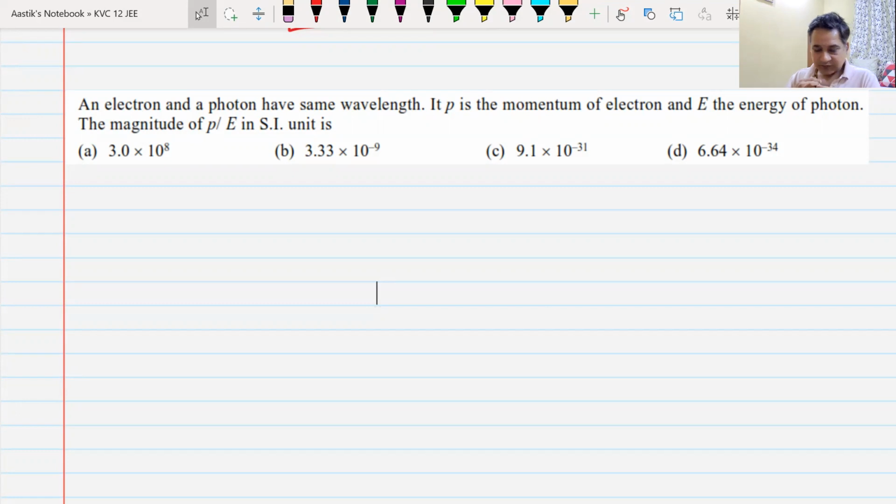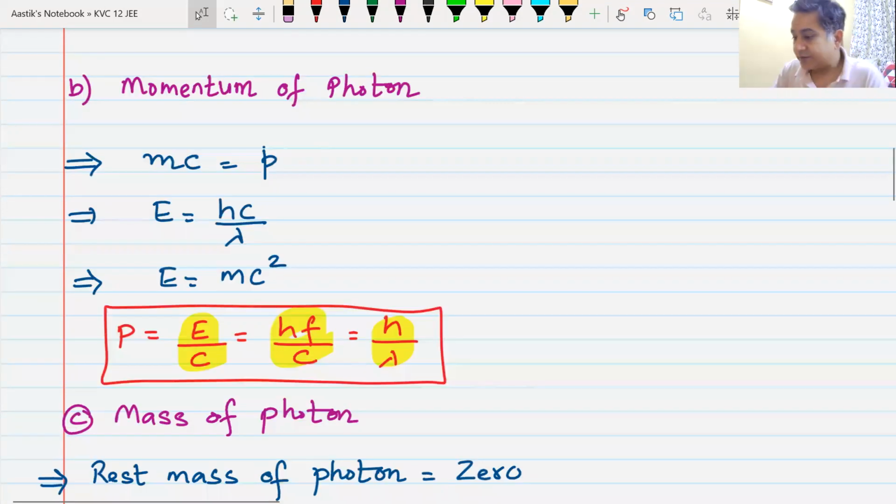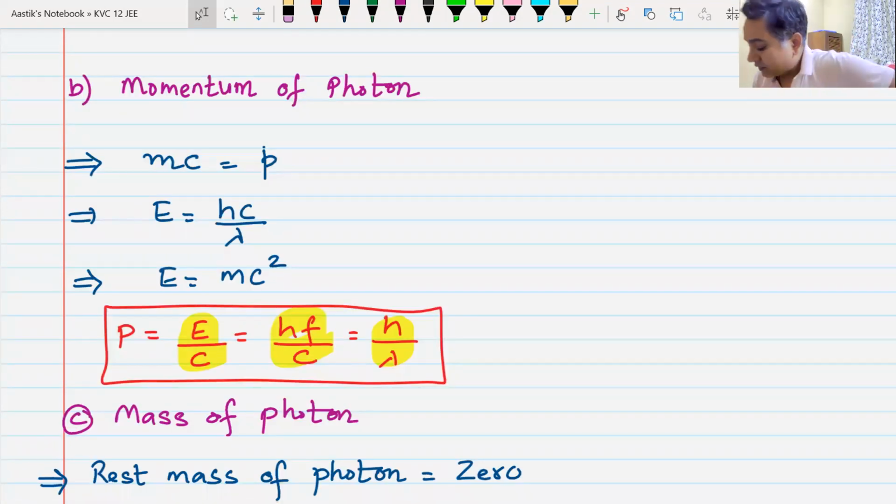Now, here we have talked about the momentum of a photon. Right? Now we can extend this concept. Let me just add it here. See, if I go back, the momentum of a photon is E by c. Yes or no? Yes, sir.